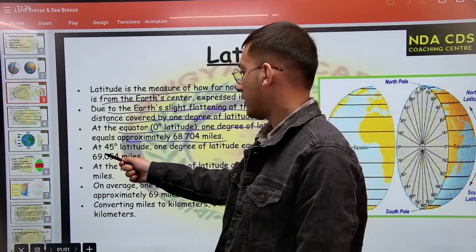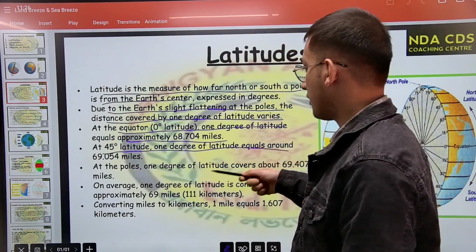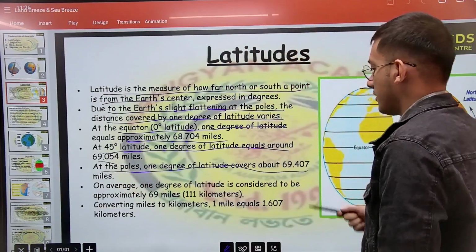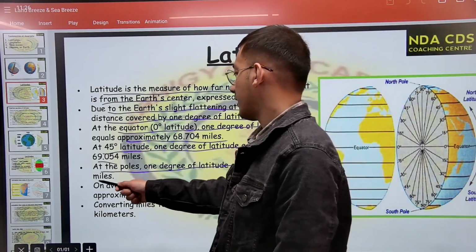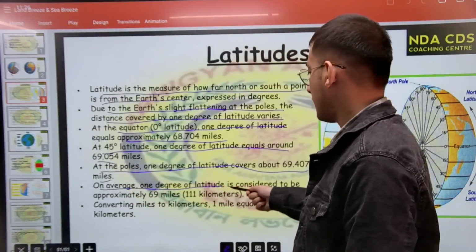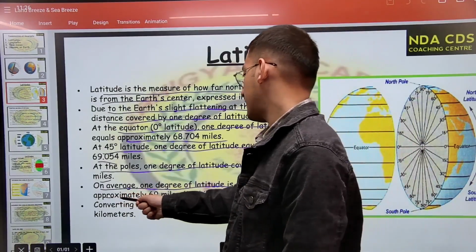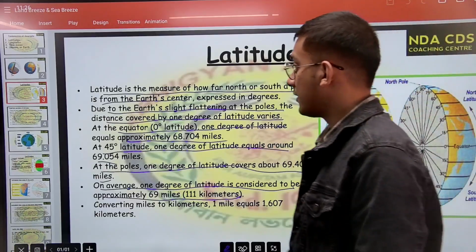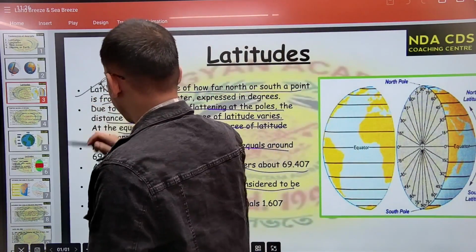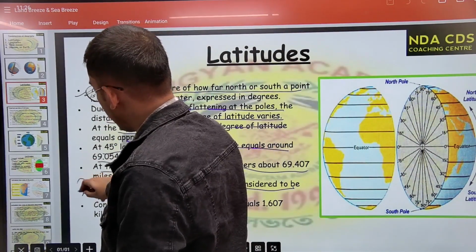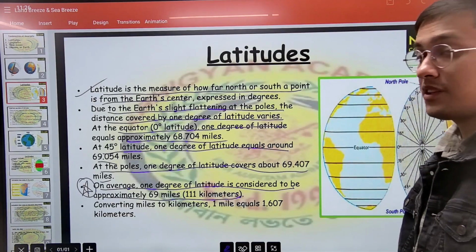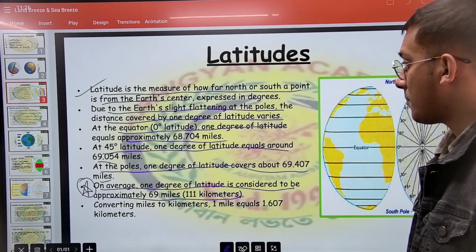At 45-degree latitude, 1 degree of latitude equals around 69 miles. At the pole, 1 degree of latitude covers about 69.4 miles. On average, 1 degree of latitude is considered to be approximately 69 miles, that is 111 kilometers. So from here, this is important: what is the extent of one degree of latitude? That is 111 kilometers or 69 miles.